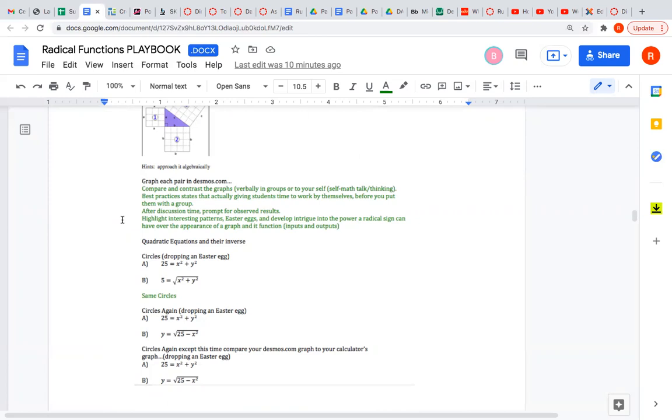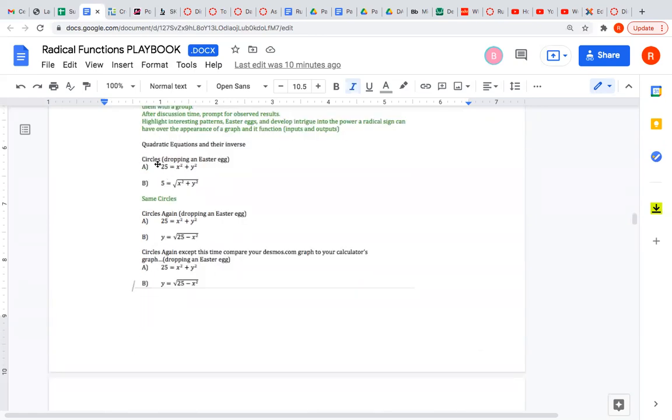I would prefer individual. If it is Desmos, encourage students to individually work on their calculators and then toss them with their peers if they can share a computer for Desmos. They do have a Desmos app on their phone as well, but that's an administrative issue if you can use it or not. You're essentially dropping Easter eggs.